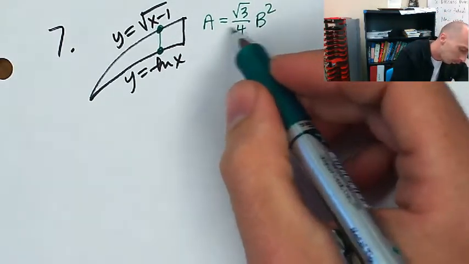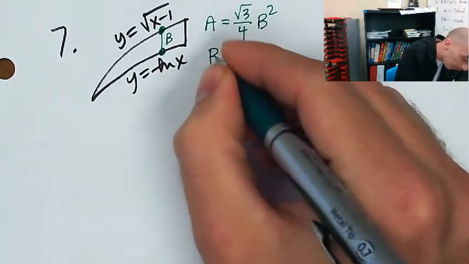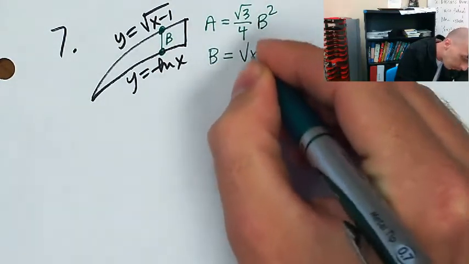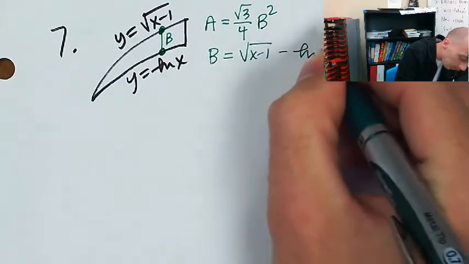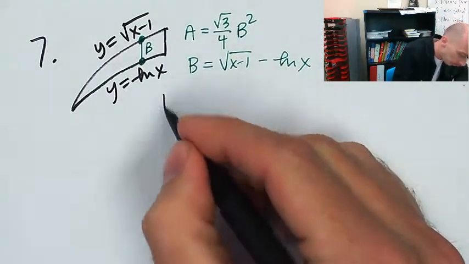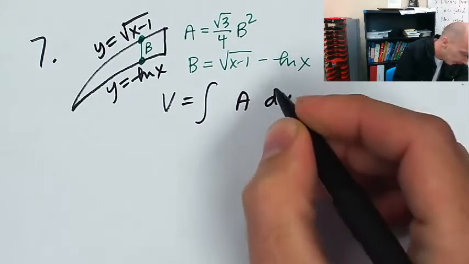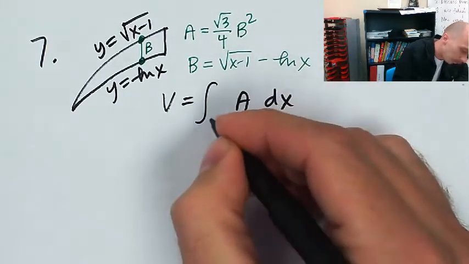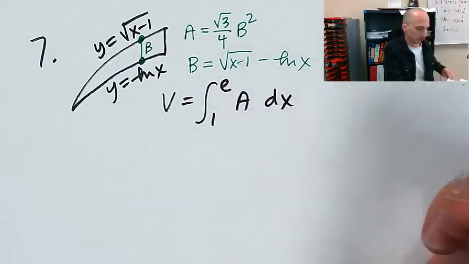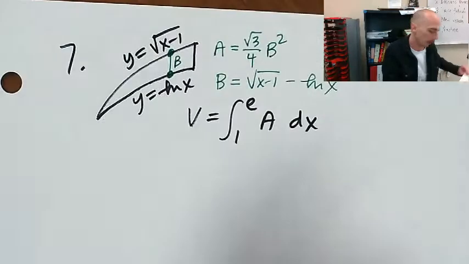Okay, so this is the base. I would say it's top minus bottom. Base is equal to square root of x minus 1, minus log x. And so my volume is equal to the integral of area as x runs from, what does it run from? 1 to e. Region B just goes from 1 to e.